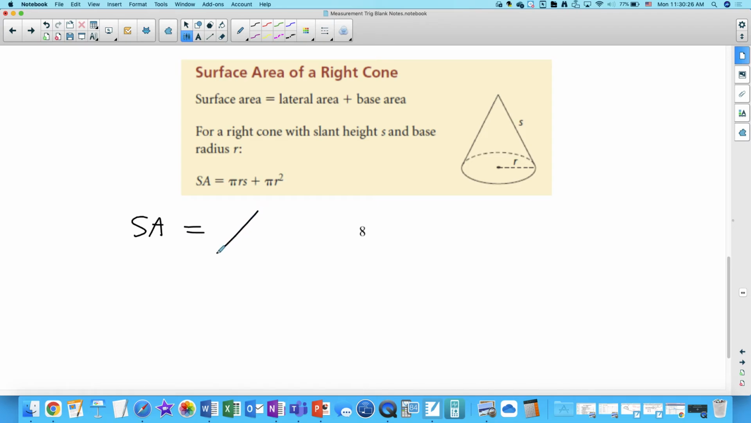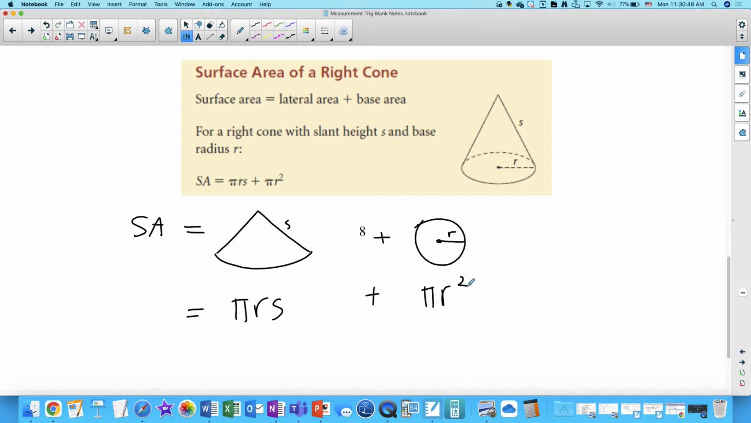There's this guy and this guy. The surface area of this part, it kind of looks like a fan, is pi r s. And of course, the area of a circle is pi r squared. If you're just looking at the lateral area, then you would take out the pi r squared piece because you would take out the base.